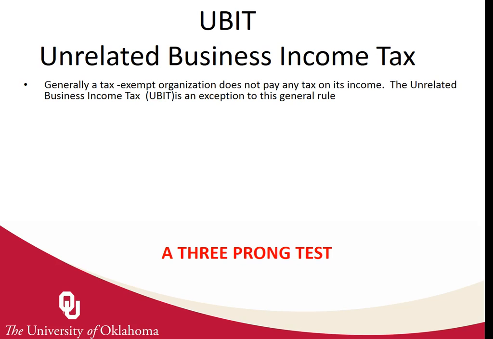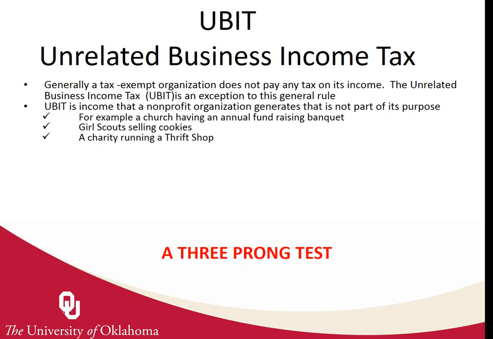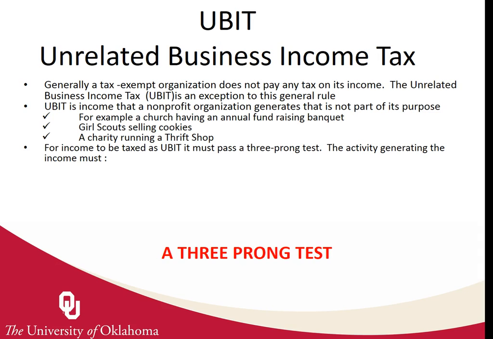So this is business income that is generated other than through the normal purposes of the nonprofit. For example, a church gives an annual fundraising banquet. Feeding people at banquets is not the primary purpose of the church. Is that taxable income? We'll see that it is not, for various reasons. Girl Scouts selling cookies, or a charity running a thrift shop. These are all business activities that are basically unrelated to the purpose of the organization itself.